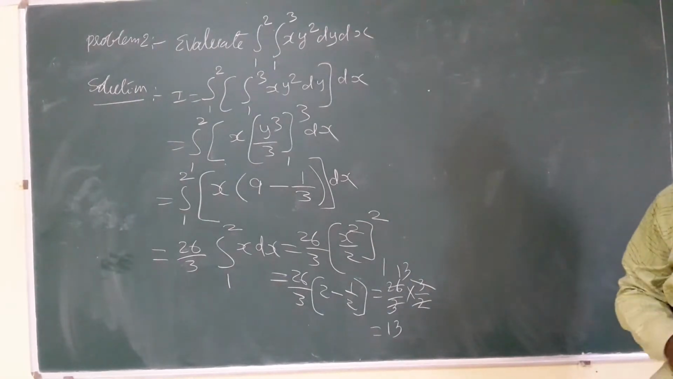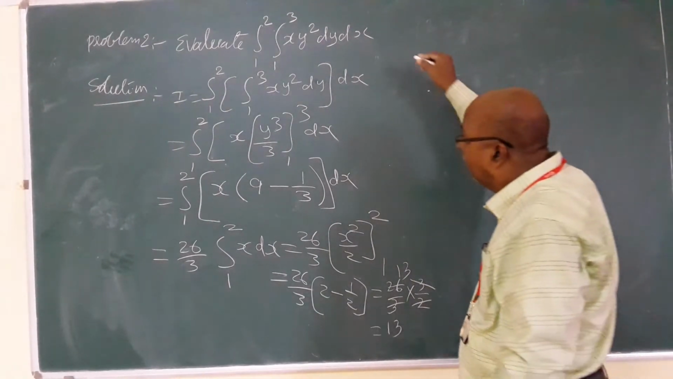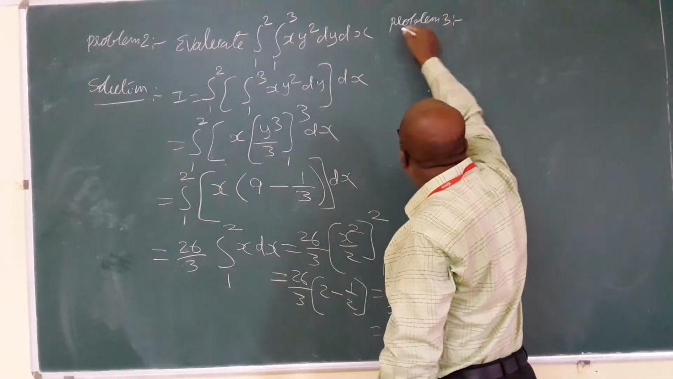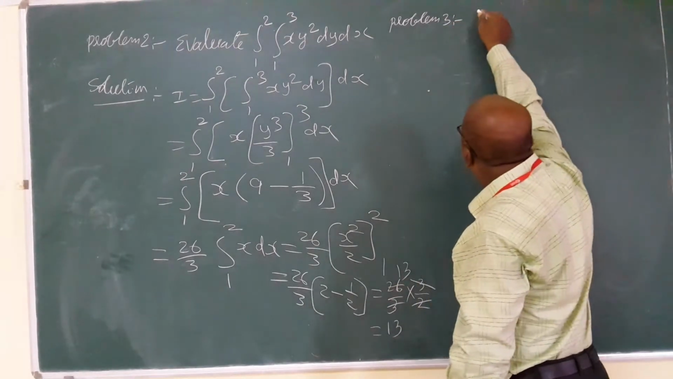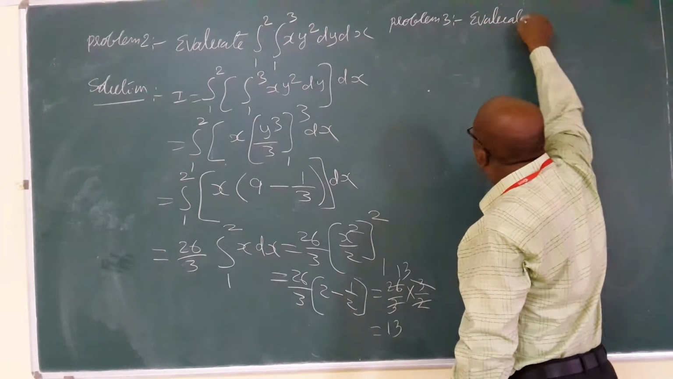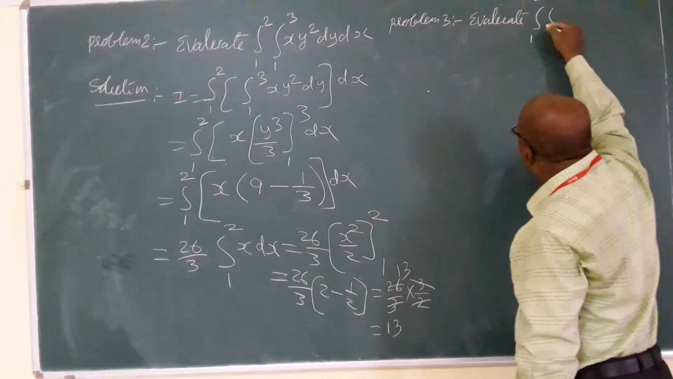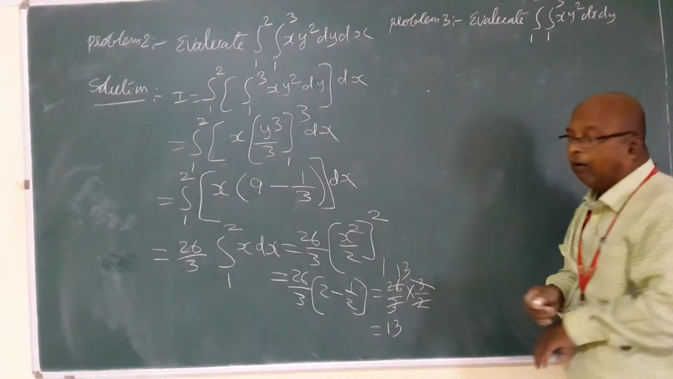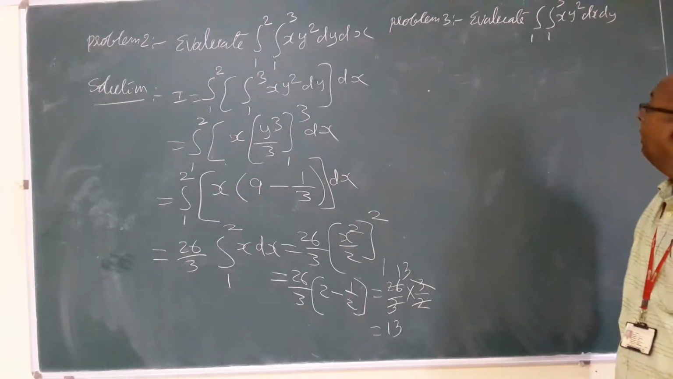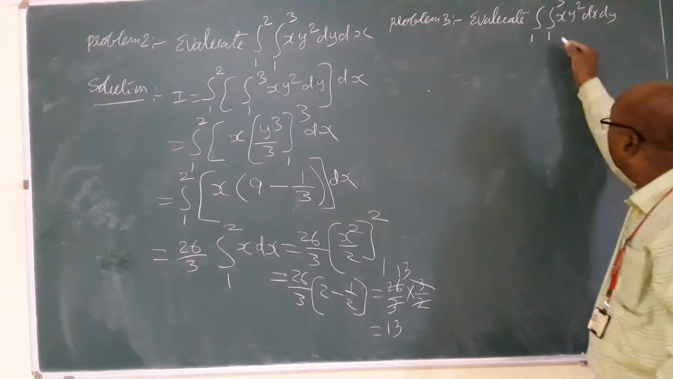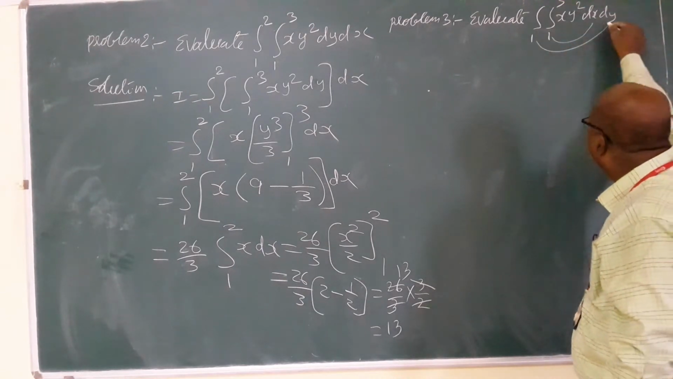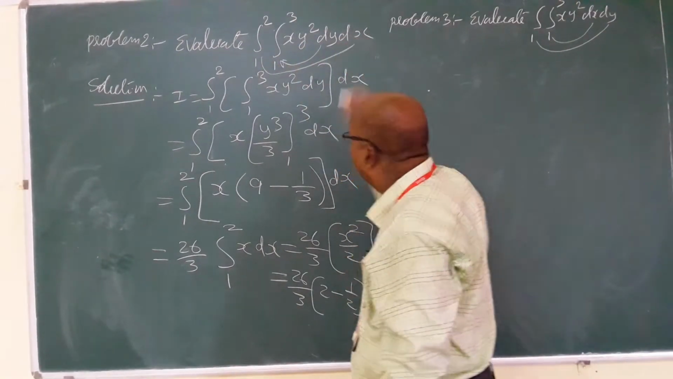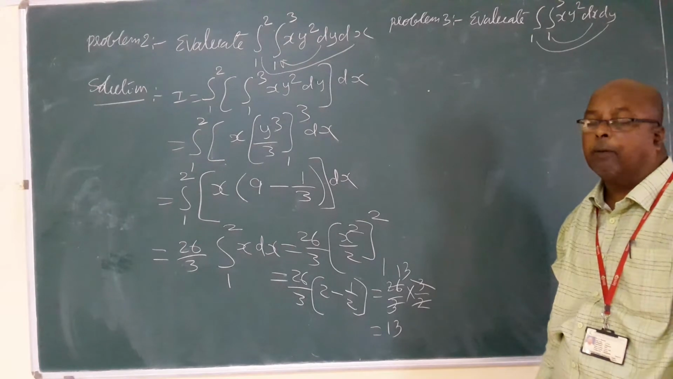Suppose the same problem is given. You consider the same problem as problem 3. You are given the integral from 1 to 2, integral from 1 to 3, of x y square dx dy. Instead of dy dx, here we have dx dy. Now these are x limits, these are y limits. Here these are y limits, these are x limits. Observe the difference.